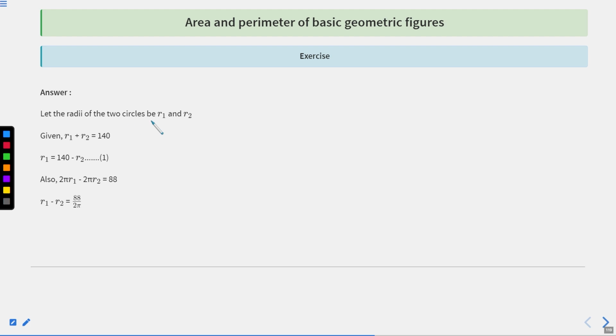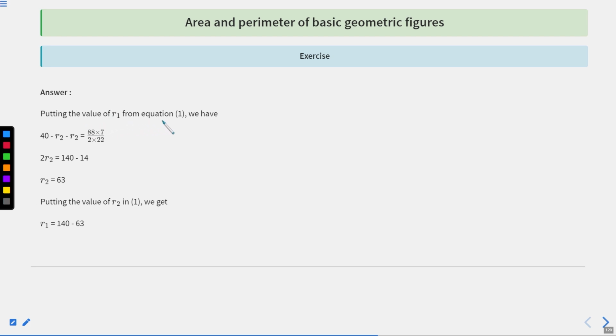Let us suppose the radii of the two circles are R1 and R2. Their sum is given to us to be 140. So R1 plus R2 will be equal to 140, so R1 is equal to 140 minus R2. Let us name this equation number 1. It is also given that the difference of the circumference is equal to 88. So 2 pi r1 minus 2 pi r2 is equal to 88. On simplification, I can take 2 pi common and send it to 88. So it will be r1 minus r2 equal to 88 upon 2 pi.